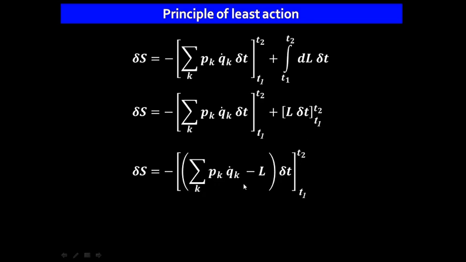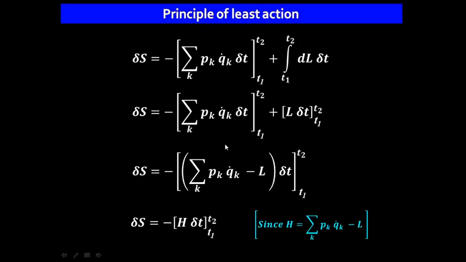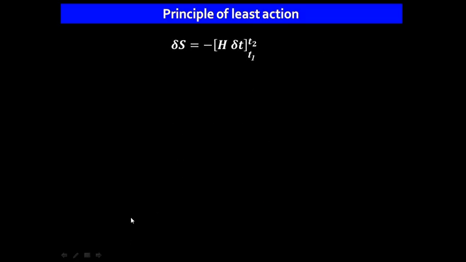Now we know that summation over k of pk into qk dot minus L is the Hamiltonian function h. So we have reached here: delta s is equal to minus h delta t, limits from t1 to t2.